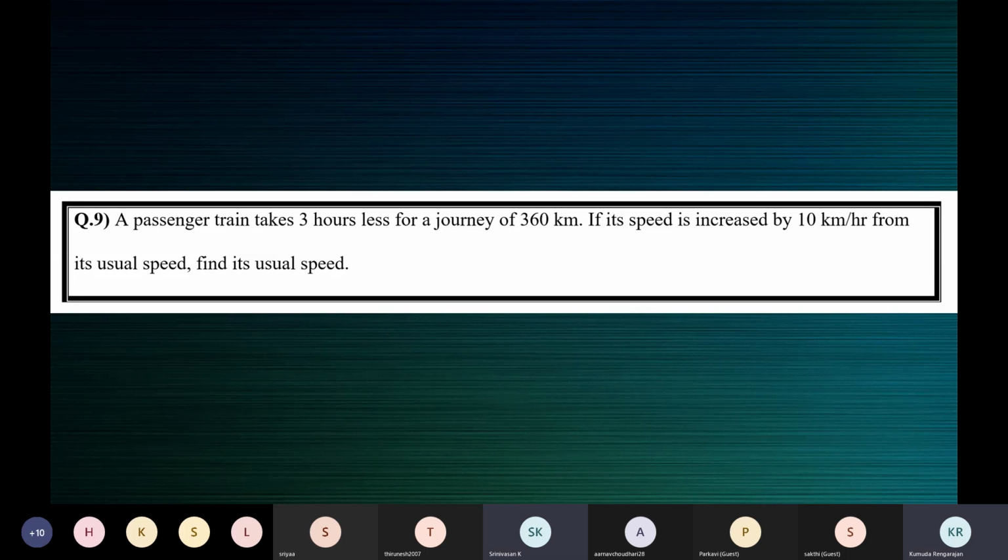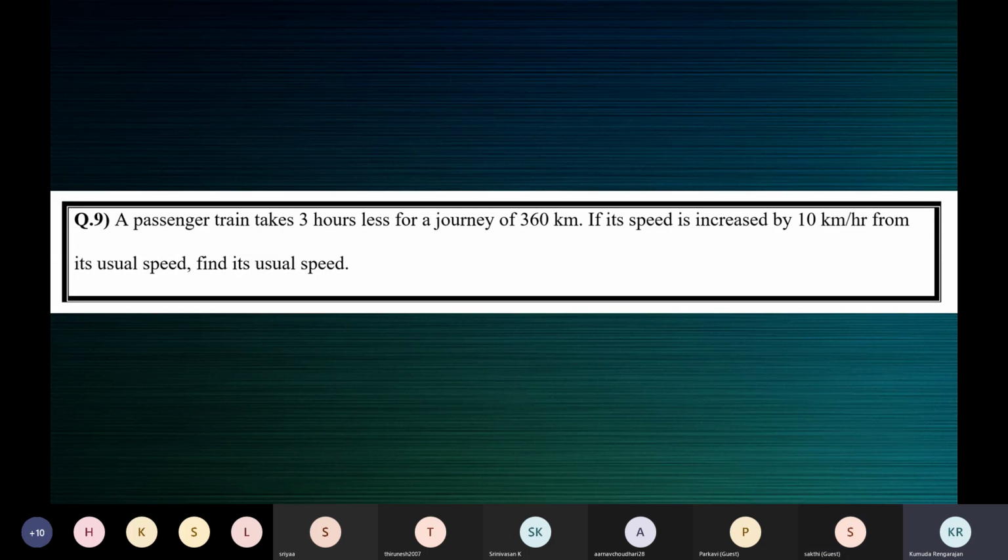Okay, where is the speed more, Srinivasan? x or x plus 10? x plus 10. Speed is more, right? So when speed is more in x plus 10, distance by speed, 360 by x plus 10, where the speed is more, the time taken will be less or more? Less, ma'am. If the speed is more, time will be less. In x plus 10, the speed is more, so the time taken is less.